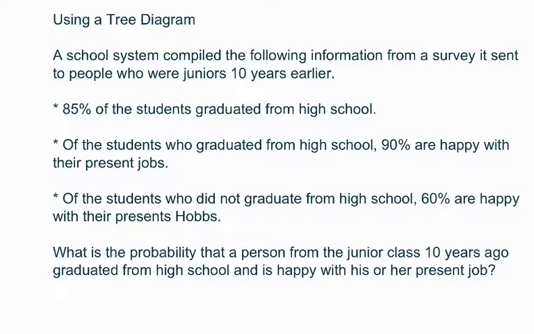Hello and welcome back. In this video, we'll be using a tree diagram to calculate conditional probability.